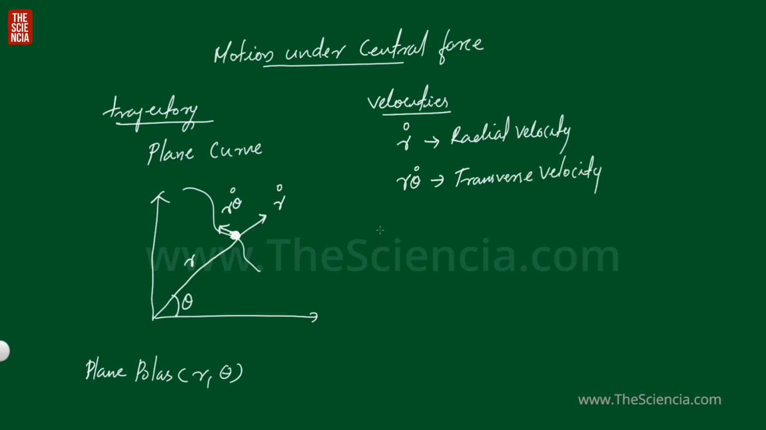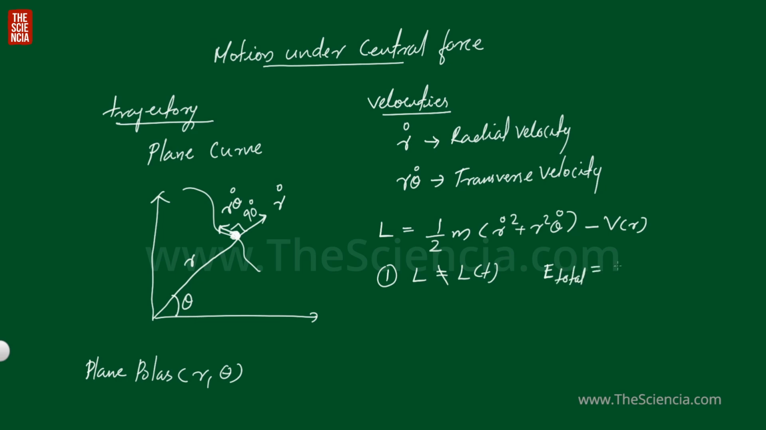So we can construct the Lagrangian, that is, L equal to 1/2 m (v1² + v2²). Here you know the angle between these two velocities is 90 degrees. So when we are squaring and adding the velocities, we get ṙ² + r²θ̇² minus V(r). Here you can see this Lagrangian is not a function of time. So we can say the total energy will be equal to a constant. We already discussed this idea, right?